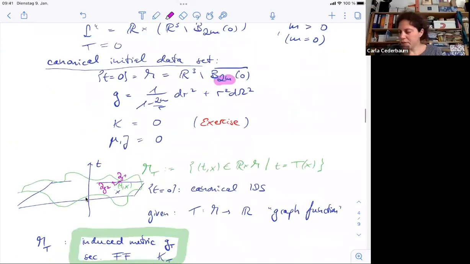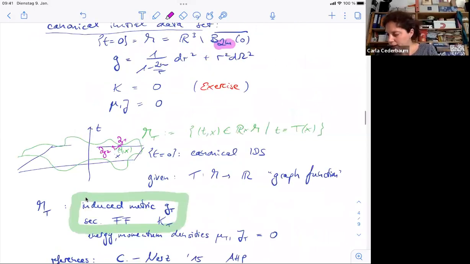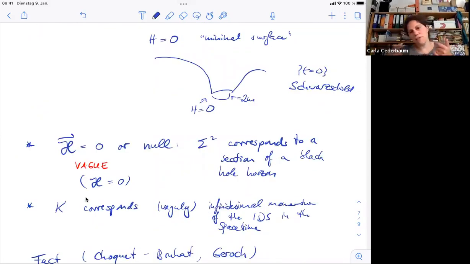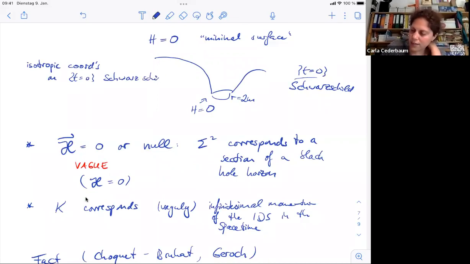So r equals 0 is not there, but r equals 2m is, and why I'm allowed to say that is that this r equals 2m surface, at t equals 0, so this is all at t equals 0, right, is because there is a coordinate chart called isotropic coordinates on t equals 0 Schwarzschild. Some people call this Riemannian Schwarzschild or spatial Schwarzschild. And in these isotropic coordinates, the r equals 2m surface is a perfectly regular two-dimensional hypersurface.